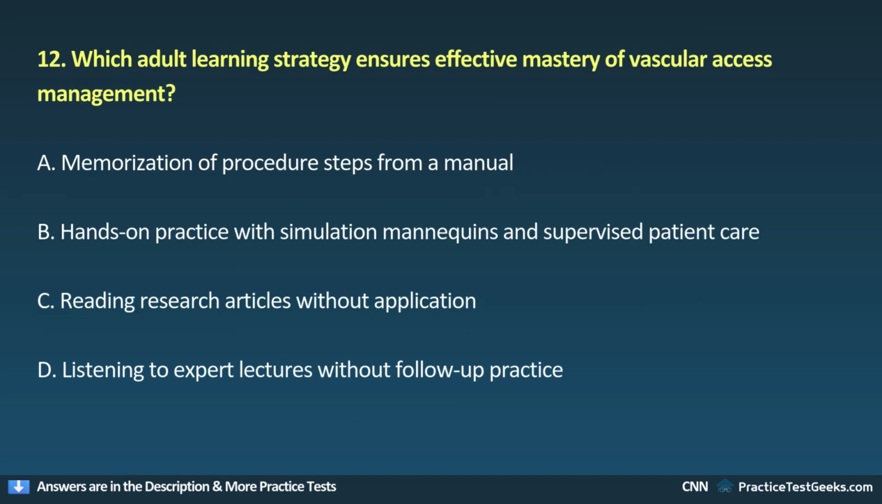12. Which adult learning strategy ensures effective mastery of vascular access management? A. Memorization of procedure steps from a manual. B. Hands-on practice with simulation mannequins and supervised patient care. C. Reading research articles without application. D. Listening to expert lectures without follow-up practice.